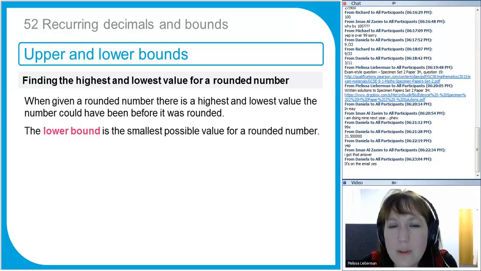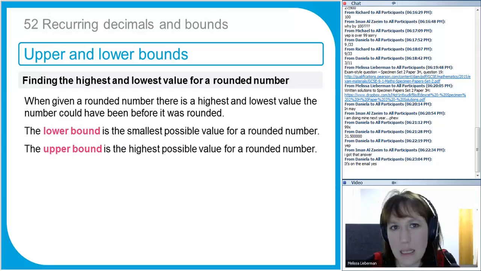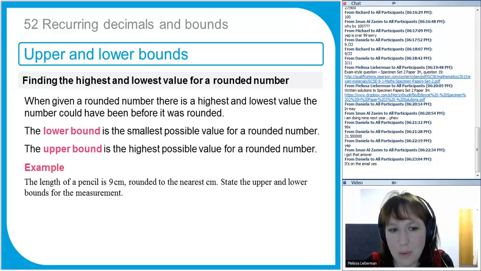So the lower bound is the smallest that number could possibly be before I round it, and the upper bound is the highest possible value that it could be before I round it. So for example, if you've got a pencil that's 9 centimeters rounded to the nearest centimeter, the upper and lower bound for the measurement, if you want to type it in, you can have a think about it.